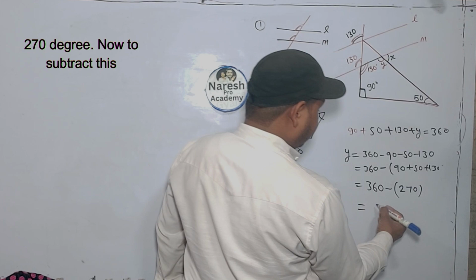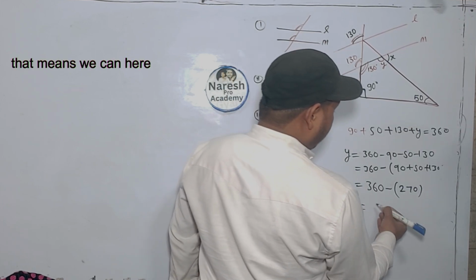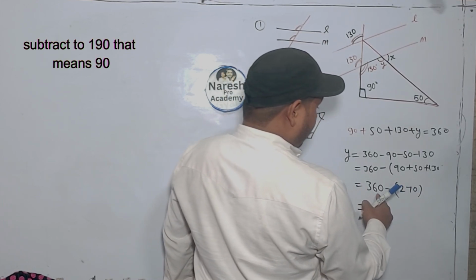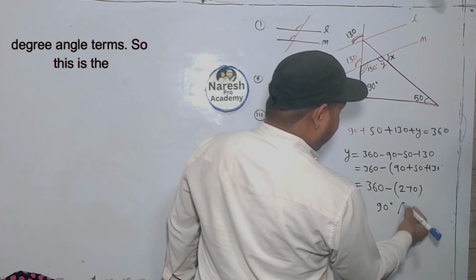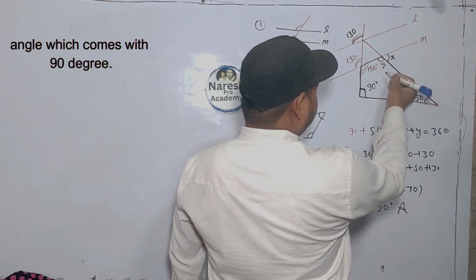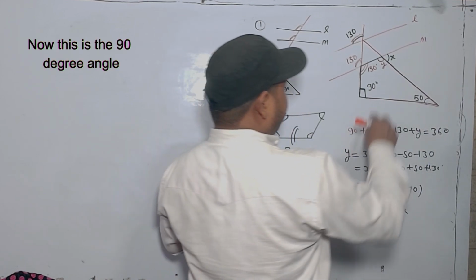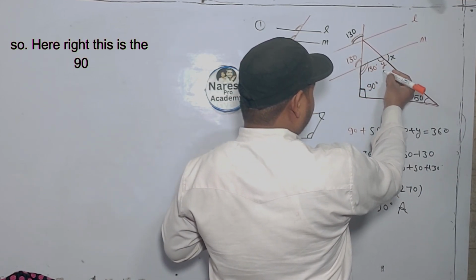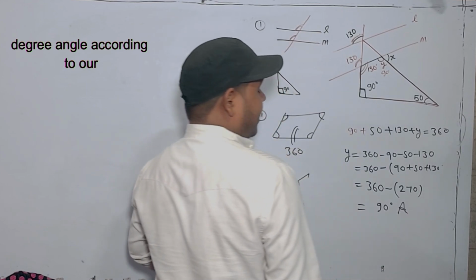Now subtracting this from 360, we get 90 degrees. That means a 90 degree angle comes. So this is the angle which comes out as 90 degrees. So here write that this is the 90 degree angle.